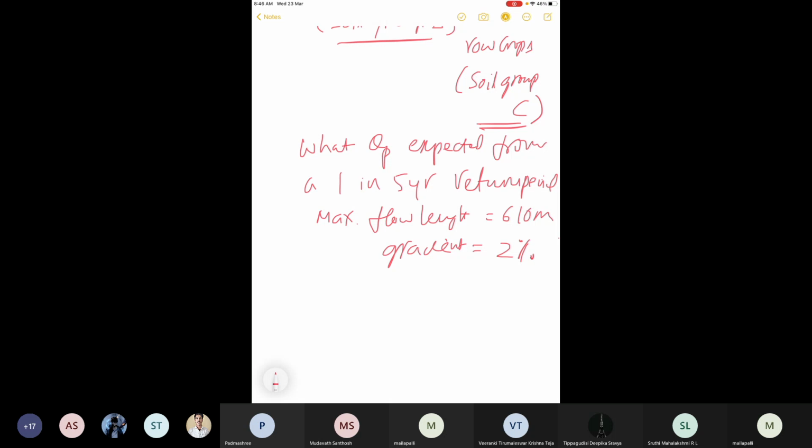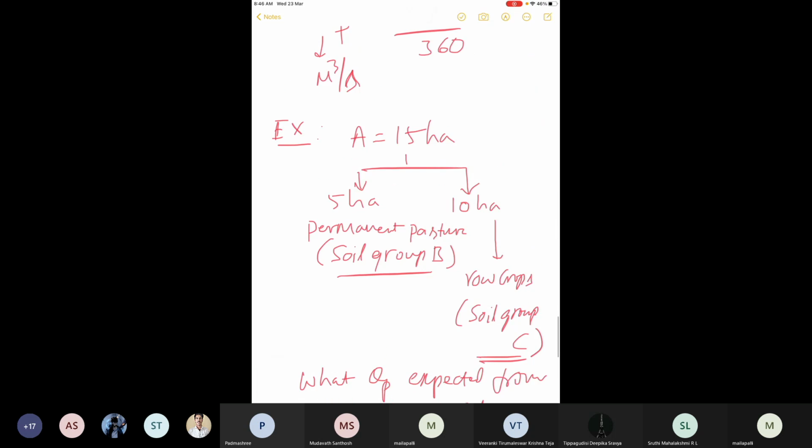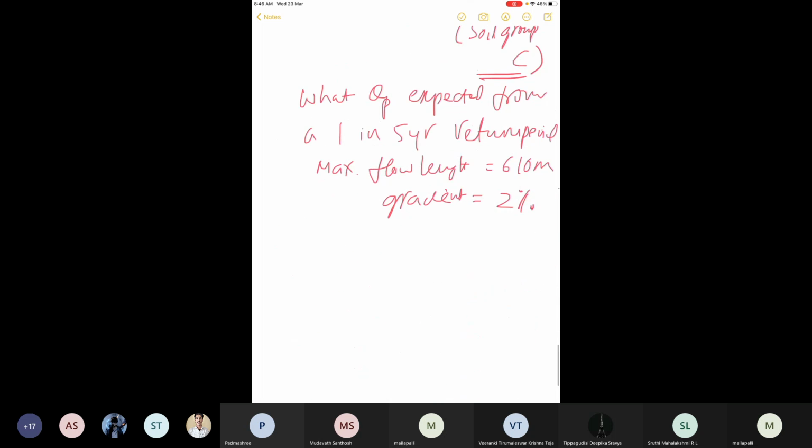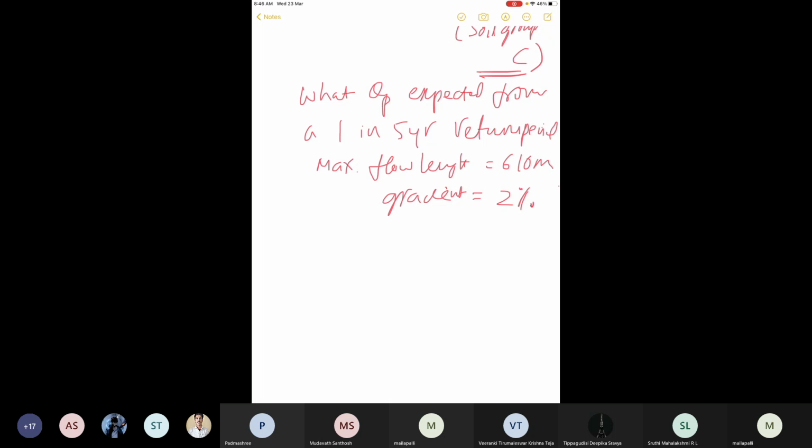So you can either use this TC equation, 0.0195 L power 0.77, S power minus 0.385. That equation can be used to find out TC. The question here is to find out what is QP. In order to find QP, use CIA over 360. The area is given, and you have to find C from the tables, and when you substitute it, you get QP.